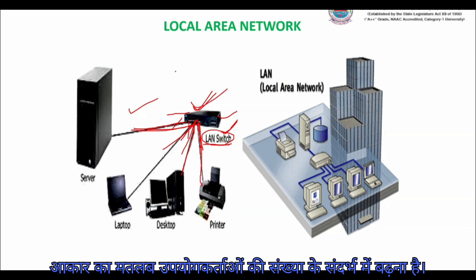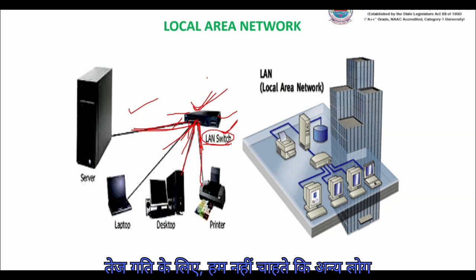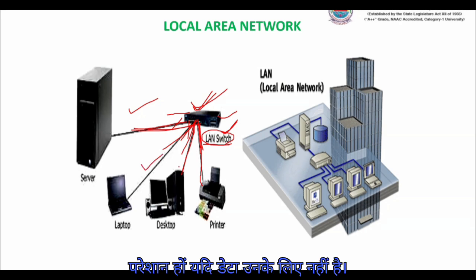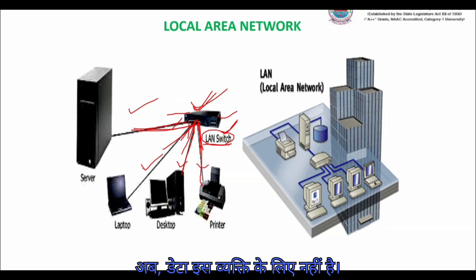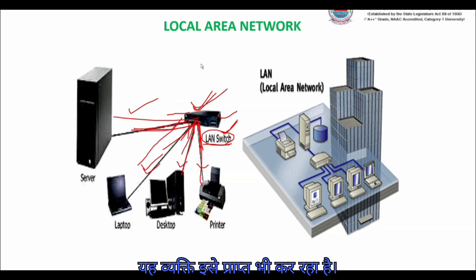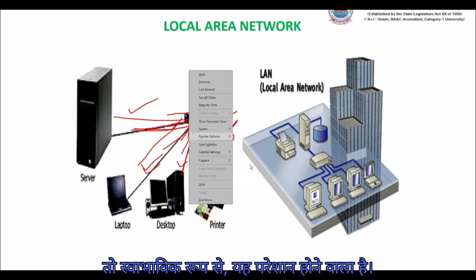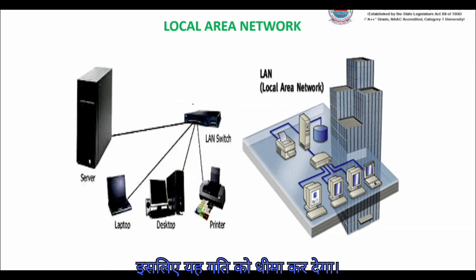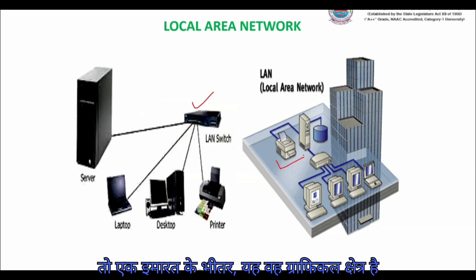networks have also increased. Size means increasing in terms of number of users. So we need to have fast speeds. For fast speeds, we do not want others to be disturbed if the data is not meant for them. अब इसके लिए डेटा मेंट नहीं है, लेकिन इसको भी इसने भेजा हुआ है, इसको भी मिल रहा है, ठीक है? So naturally it is going to get disturbed. So that will slow down the speed.